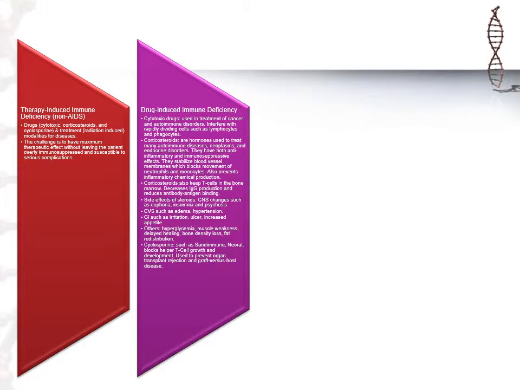They have both anti-inflammatory and immunosuppressive effects. They stabilize blood vessel membranes, which blocks movement of neutrophils and monocytes. It also prevents inflammatory chemical production. Corticosteroids also keep T cells in the bone marrow, and it decreases the IgG production and reduces antibody-antigen binding.